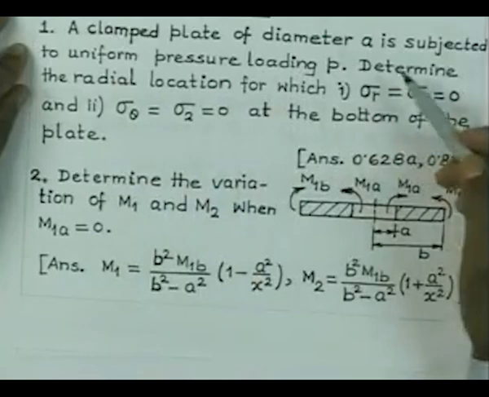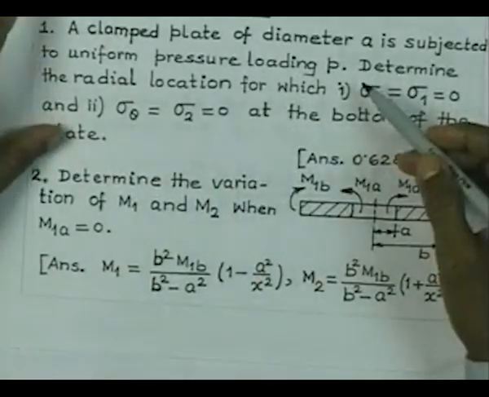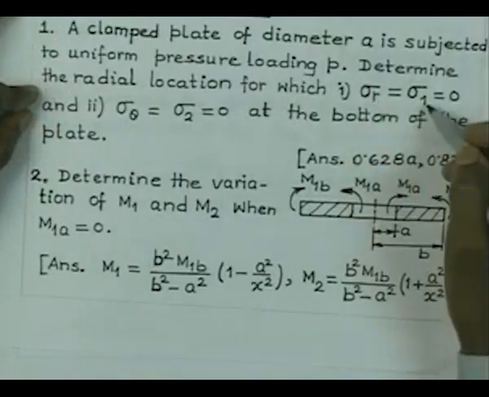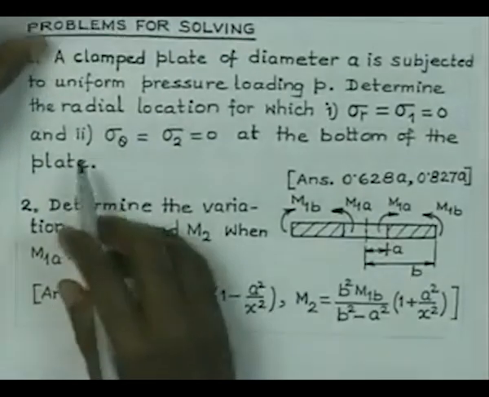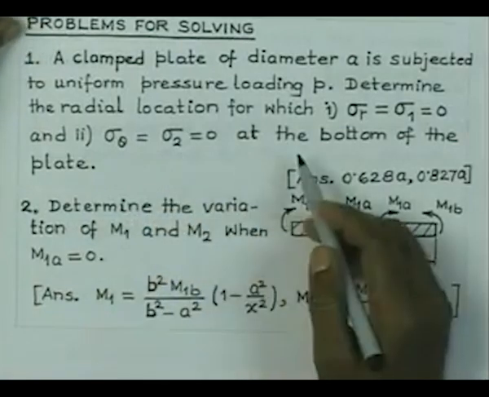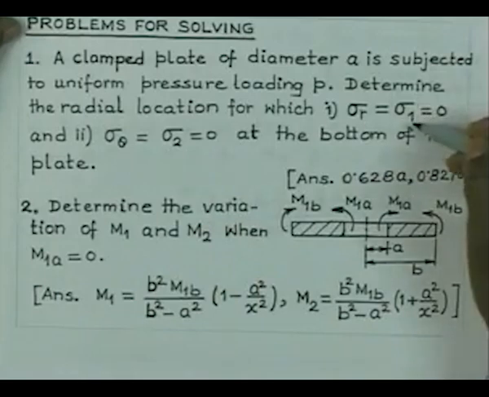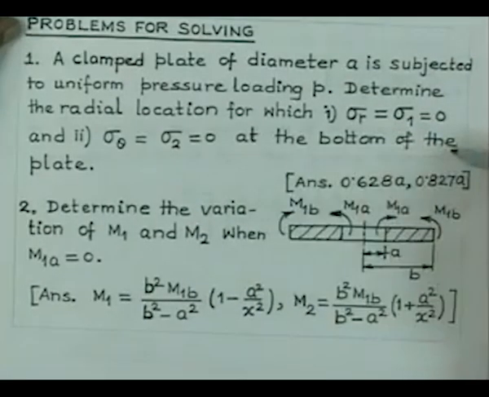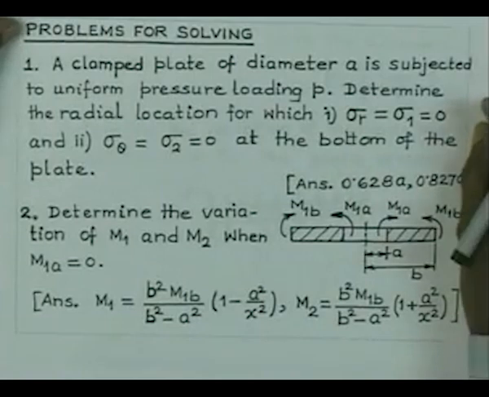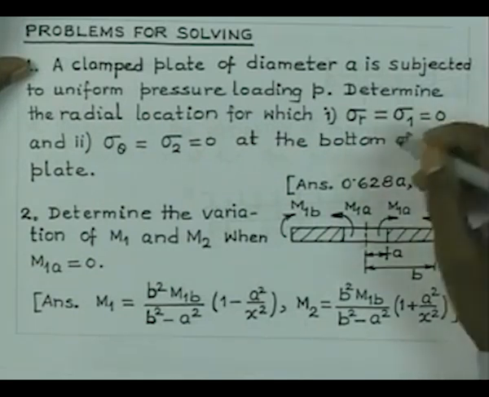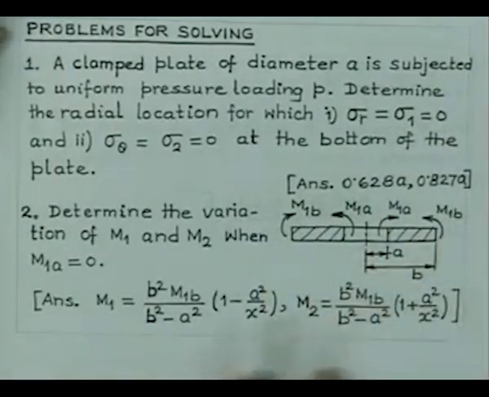A clamped plate of diameter A is subjected to uniform pressure loading P. Determine the radial location for which sigma r, which is nothing but sigma 1, is equal to 0, and sigma theta, which is sigma 2, is 0 at the bottom of the plate. So, therefore, determine the location where sigma 1 is going to be 0 and sigma 2 is going to be 0. Obviously, for a plate which is subjected to loading at the top, you know that for a clamped plate the stress varies from positive to negative. So, there is a 0 somewhere in between. So, those are the locations to be determined. So, the answer is given here.